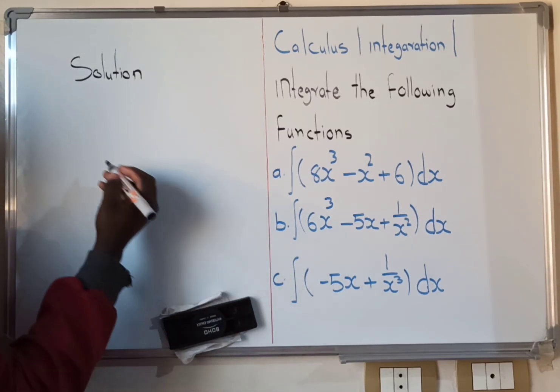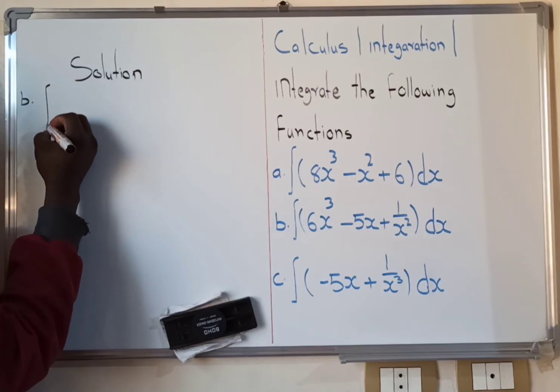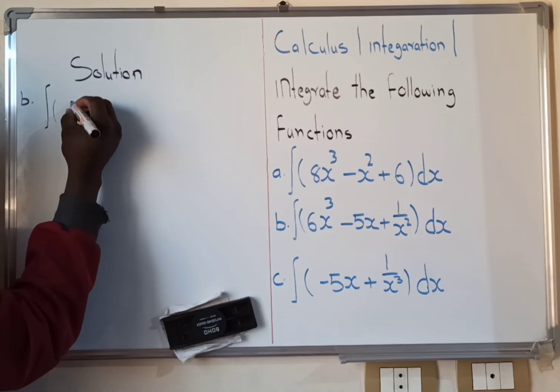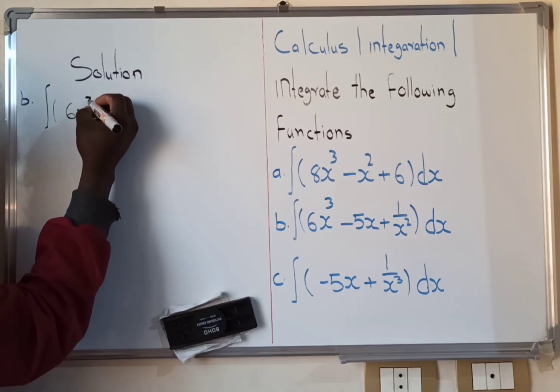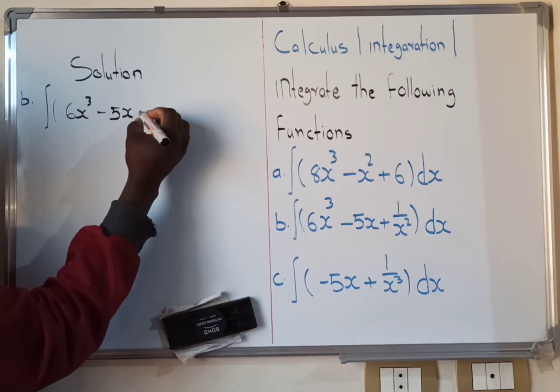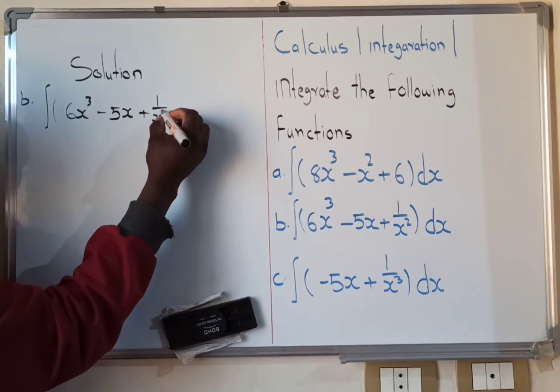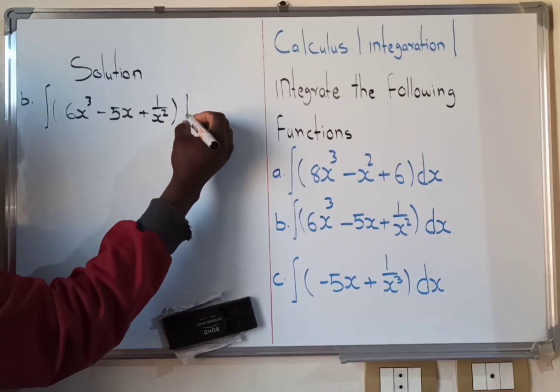So we have to go to question B. We have to say here B. Okay, so we have the integral of (6x cubed minus 5x plus 1 over x squared) dx.